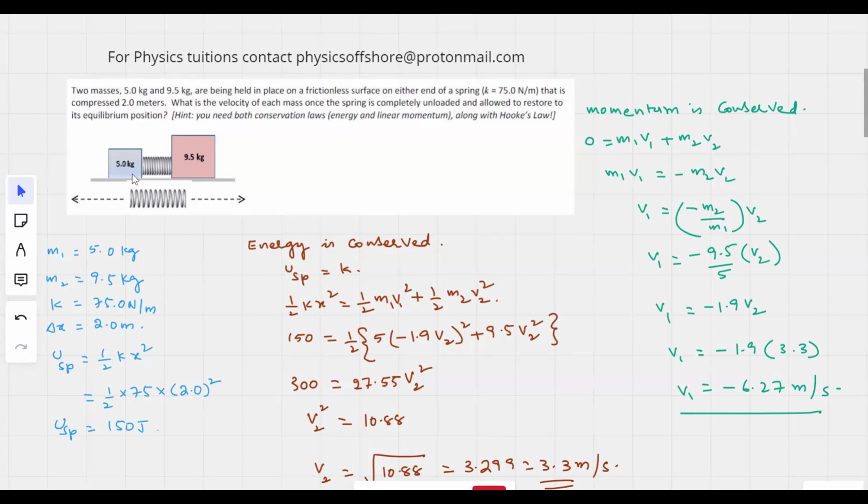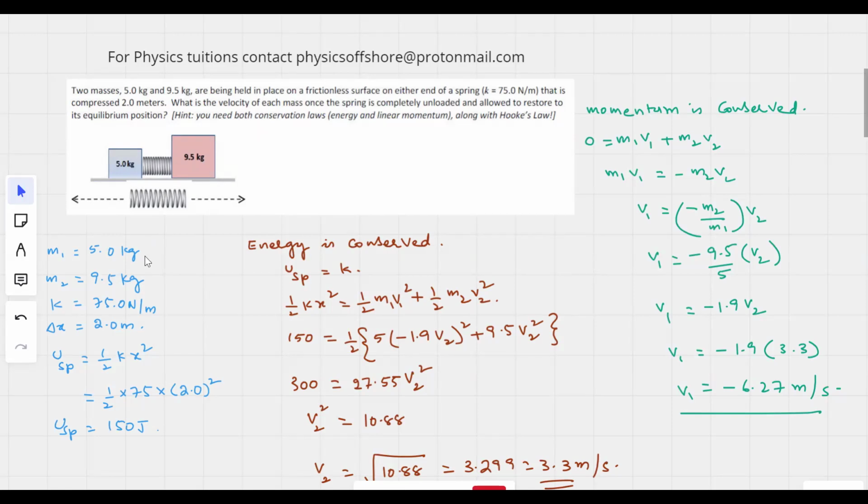Here, two masses are compressing the spring. So the work is done on the spring, and that work is stored in the form of elastic potential energy in the spring. When the spring is unloaded, the masses will move in two different directions with two different velocities. Our aim is to find out the velocity of each mass when the spring is completely unloaded. Now let us see how to solve this problem.